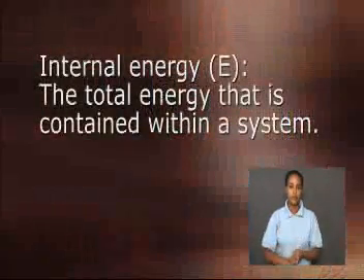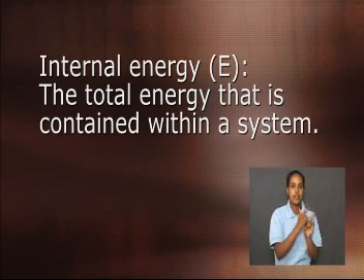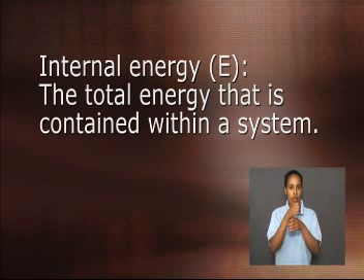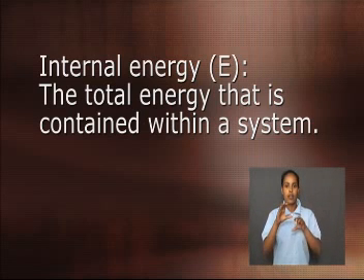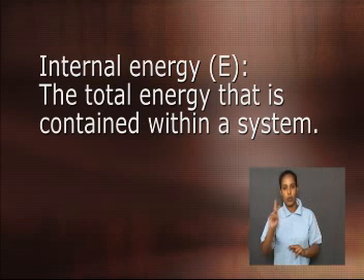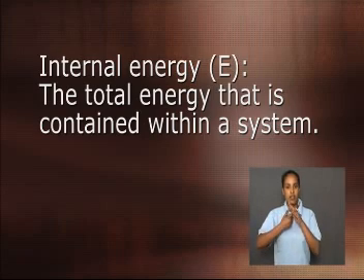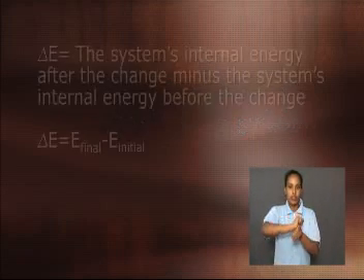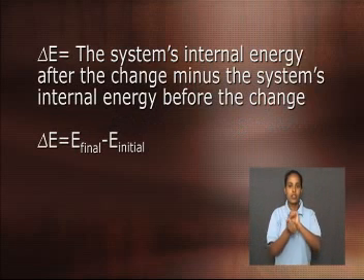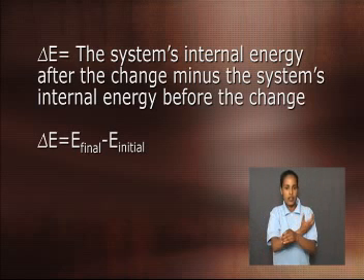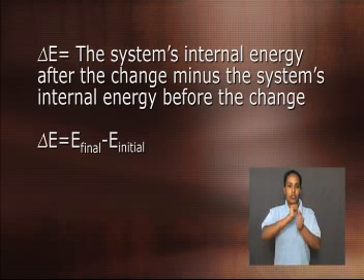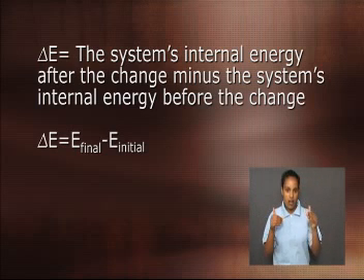Shall we start? The internal energy of a system is the total energy that is contained within a system. Part of the energy is kinetic, and part of it is potential. When chemical systems change from reactants to products, and the product returns to the starting reactant, the internal energy changes. In order to determine the change in energy, we measure the difference between the system's internal energy before and after the change. In other words, we measure the final internal energy and subtract the initial internal energy.